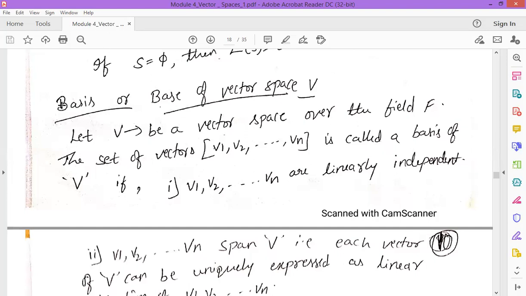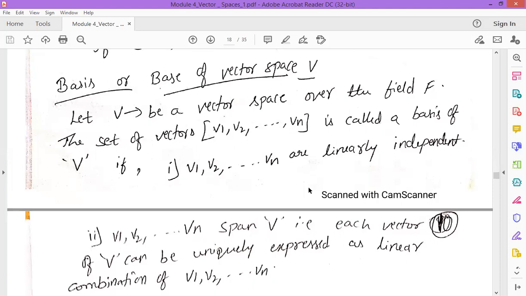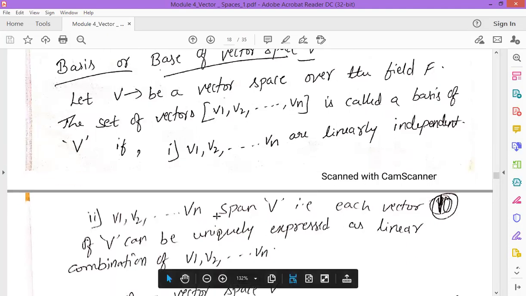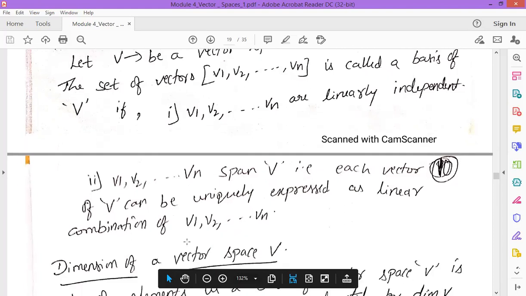First we'll see what a basis is. We can consider a vector space V over the field F, and the set of vectors V1 up to Vn are called a basis of V if all these V1 up to Vn are linearly independent, and also V1 to Vn span the vector space V. That is, each vector of V can be uniquely expressed as a linear combination of V1, V2 and so on.